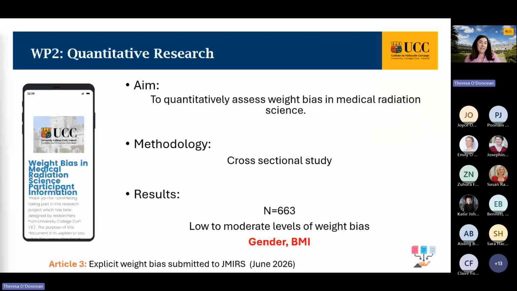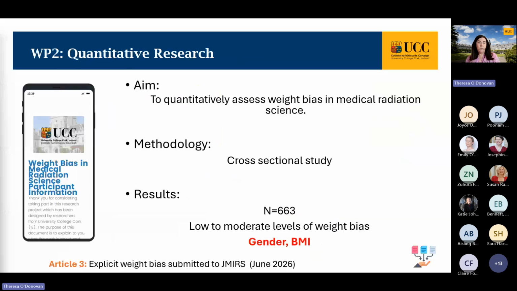So we designed a survey within Qualtrics to quantitatively assess weight bias. We conducted this internationally. We had a really good response, and we had 663 people who responded and who completed the multiple tools that were within the survey. And we found low to moderate levels of bias.